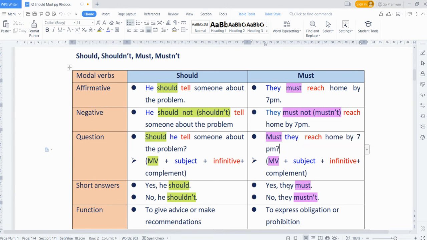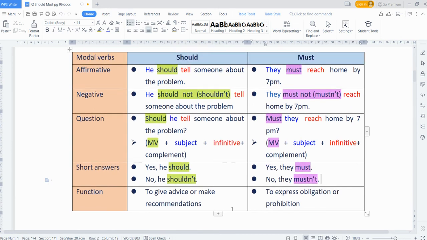For the short answers, if the answer is positive, you say yes, and then the pronoun they, by referring back to the question, must. Yes, they must. If the answer is negative, you say no, comma, they mustn't, or no, comma, they must not, full stop. But I prefer you to use contractions. Next number three, the last one, the function. Why do we use must? Because we want to express obligation, kita nak meluahkan kewajipan. For example, when you want to tell rules, kewajipan seseorang, or prohibition, larangan.